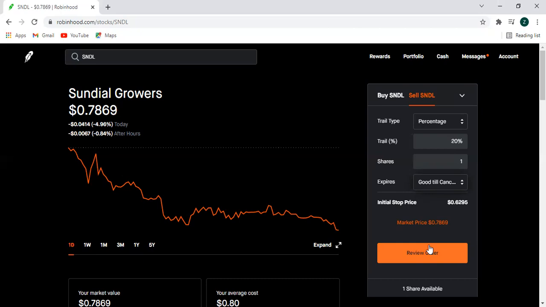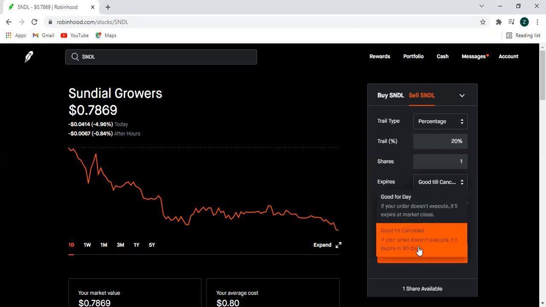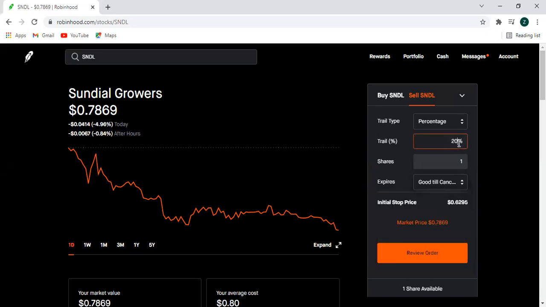So that was a quick tutorial on how to do it on Robinhood. The big thing is to hit good till canceled. I'll read it to you. If your order doesn't execute, it'll expire in 90 days. So on Robinhood, that gives you 90 days to be stress-free. If you're already in profit and you set a trailing stop loss on, let's say you're up 10%, and you think you can gain some more, but you don't want it to fall 10% and then you lose all your profit, you can set a 5% trailing stop loss, and you can put 5 on there.